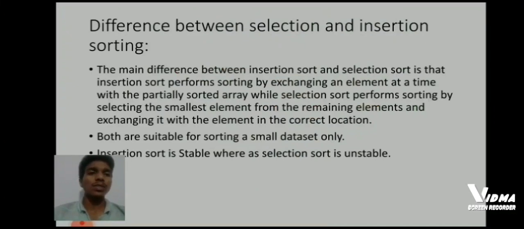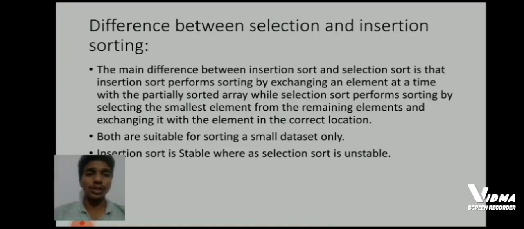Let us know the difference between selection sort and insertion sort. The main difference between insertion sort and selection sort is that insertion sort performs sorting by exchanging one element at a time with the partially sorted array, while selection sort performs sorting by selecting the smallest element from the remaining elements and exchanging it with the element in the current location.